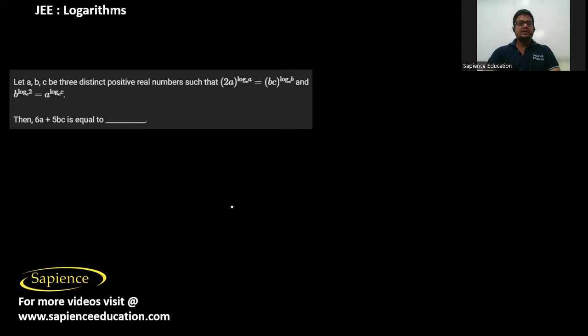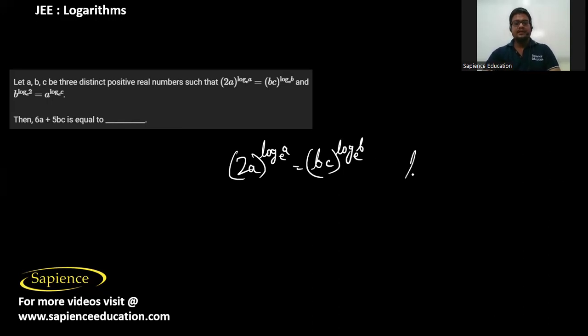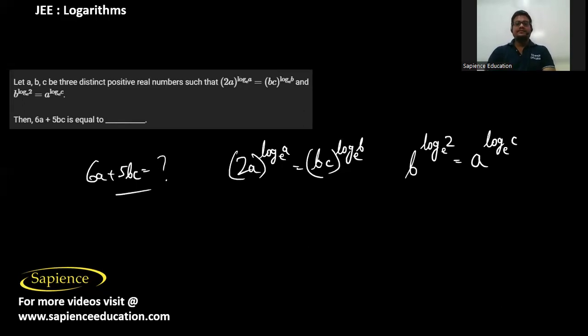Then here it is told, let a, b, c be three distinct positive real numbers such that 2a power log a base e is equal to bc power log b base e, and b power log 2 base e is equal to a power log c base e. Then 6a plus 5bc is equal to what? We have to find the value of 6a plus 5bc.